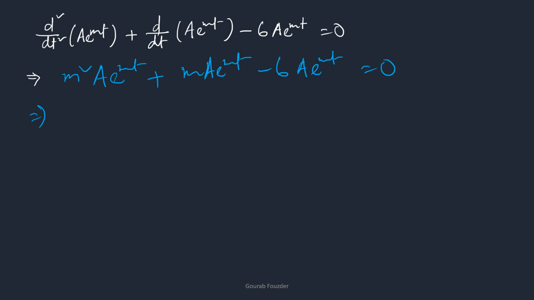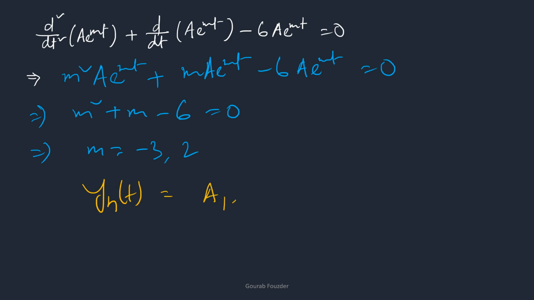Now if I cancel e to the power mt from both sides, then we have m square plus m minus 6 equal to 0, and we solve for m, then we have m equal to minus 3 and 2. Therefore the homogeneous solution yh(t) is given by a1 e to the power minus 3t plus a2 e to the power 2t, and this is our equation number 3, where a1 and a2 are constants to be determined from the initial conditions.